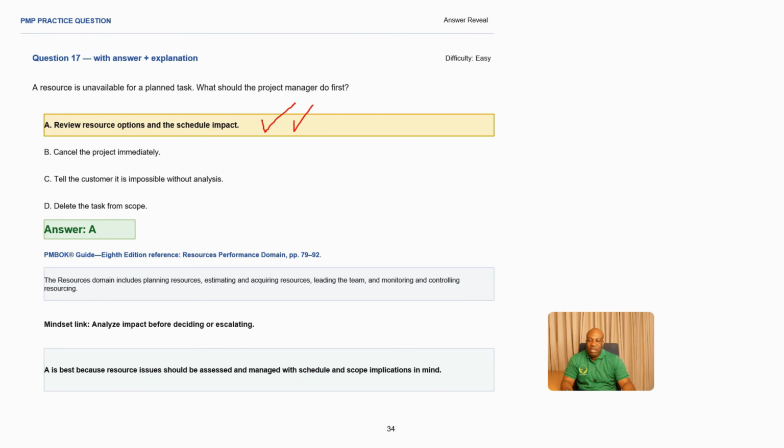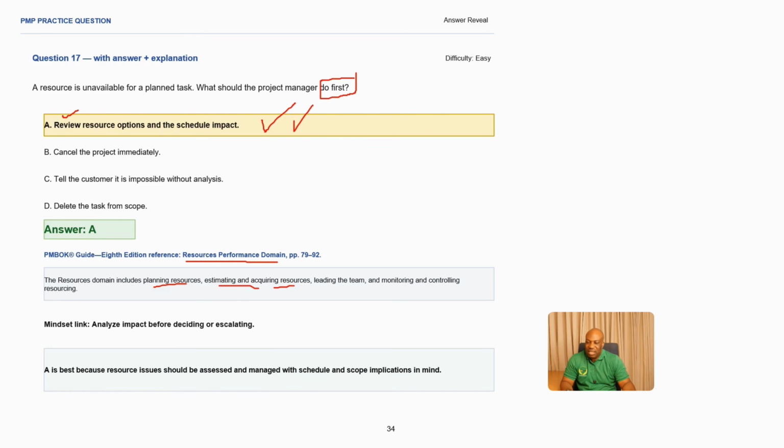So whenever you see any question which is asking about what should be done first, the best that you can do is to make sure that you do a review first before you act on anything. So what is our reference in our PM book? It's going to be the resource performance domain, all right? What does it say? The resource domain includes planning of resources, estimating, and also acquiring these resources.